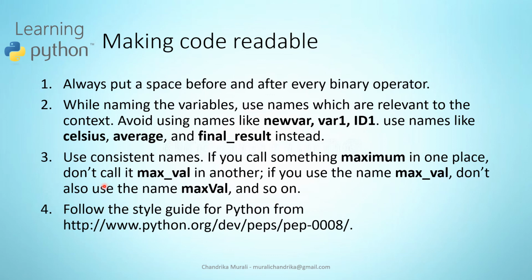And also it's good to use consistent names. Like if you're using maximum in one place and max val in another, or max_val at one place and maxval without the underscore in another, if you're making little changes like this, it may confuse you, or it may confuse someone else reading your program. So instead you can follow a consistent pattern in naming variables. That will be easy for you and also for other people who will be reading your code.